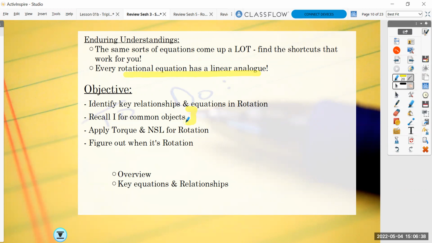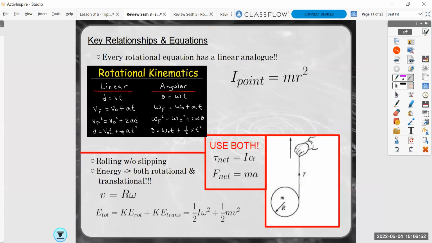And I will say, this tends to be one of the units where, even though the math is a little bit harder, there's less confusion about when you're supposed to use rotation, because there's a rotating object, or they talk about torque. It tends to be a little bit clearer in that case. So let's start from the beginning. Every rotational equation has a linear analog, and you've got most of them, in fact, on your formula sheet.